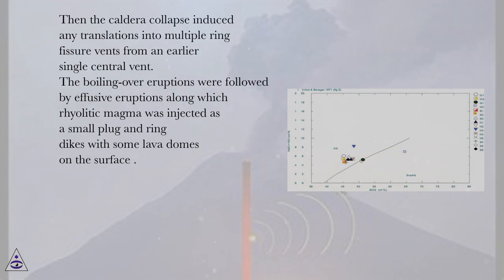Then the caldera collapse induced a transition into multiple ring fissure vents from an earlier single central vent. The boiling over eruptions were followed by effusive eruptions, during which rhyolitic magma was injected as a small plug and ring dikes with some lava domes on the surface.